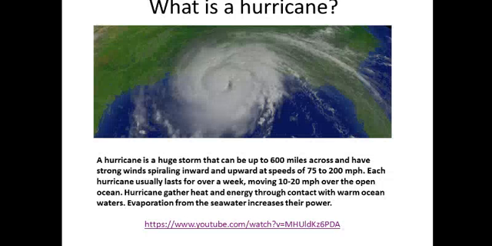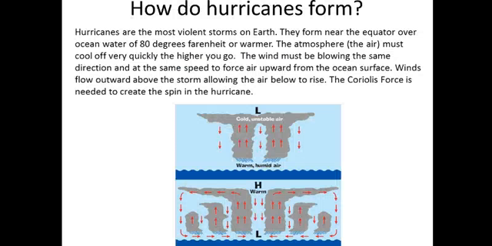Okay, so as you can see, a hurricane creates a tremendous amount of wind and rain. You could see all of the destruction and damage caused by such an amazingly big storm. So how do these big storms form?